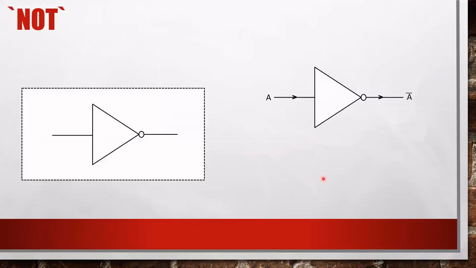Our last gate is the NOT logical gate. This is the electrical circuit representation of the NOT gate. NOT gives the opposite of the input value. Whatever you pass into the gate, it will give the opposite. We can consider it an inverter. If you pass A, you will get A bar. So for A, if you pass 0, you will get 1. If you pass 1, you will get 0.